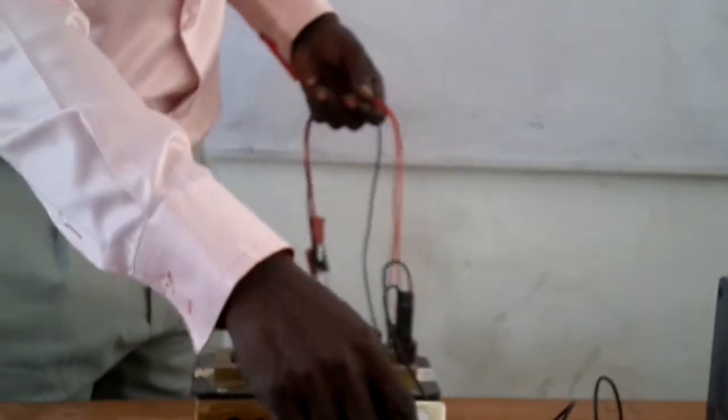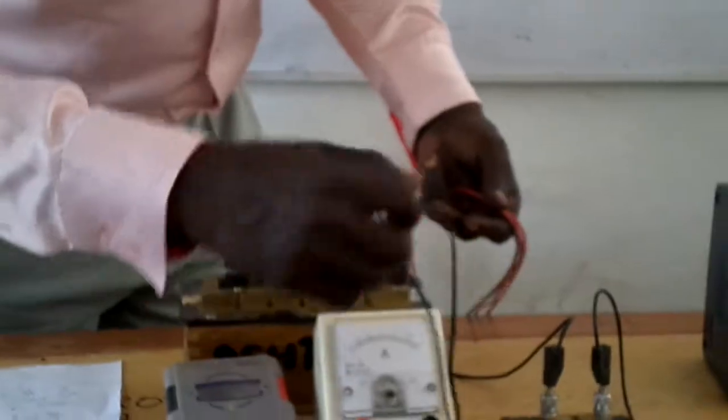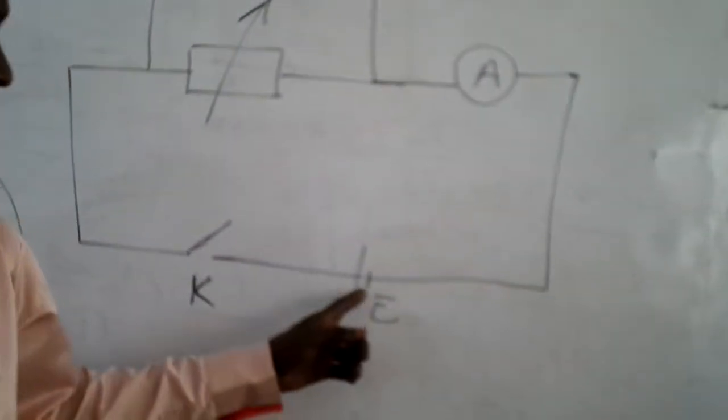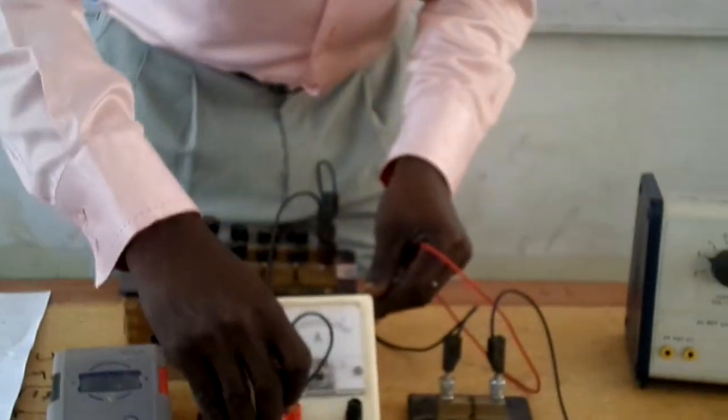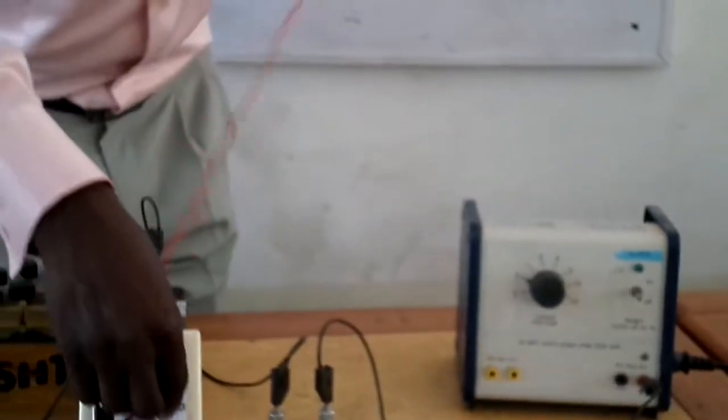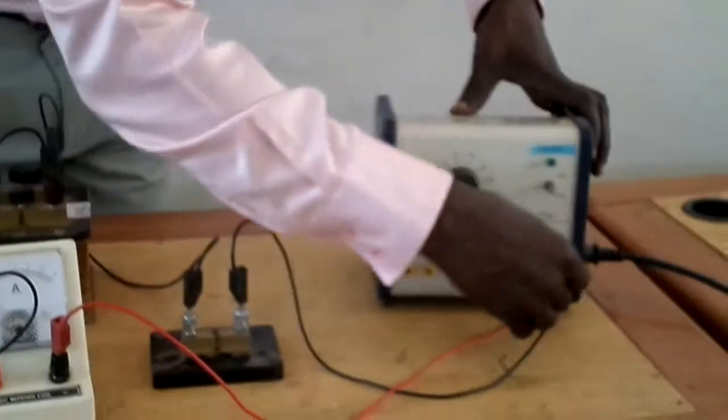It will be connected to the positive terminal. Then from the ammeter to the power supply, which is supposed to be from the negative terminal. Sorry, here is supposed to be to the positive terminal. This one to the positive terminal. And from the negative terminal of the ammeter to the power supply.